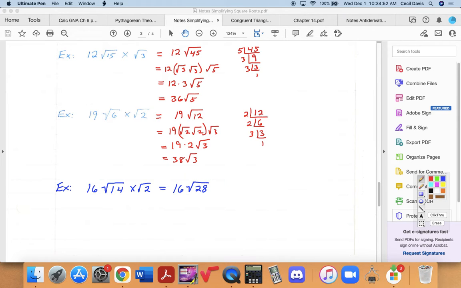So hopefully when you multiply those two together, you got 16 square roots of 28. And then you went, okay, let's see if we can simplify the square root of 28. 2 goes into 28 14 times. 2 goes into 14 7 times. 7 goes into 7 once. So I've got 16 times the square root of 2 times the square root of 2 times the square root of 7. It'd be 16 times 2 square roots of 7. It's 32 square roots of 7.